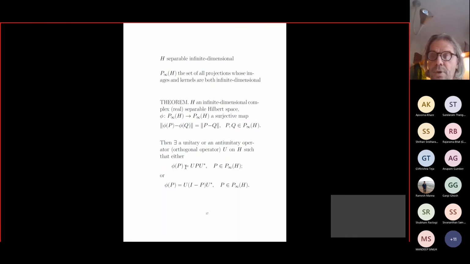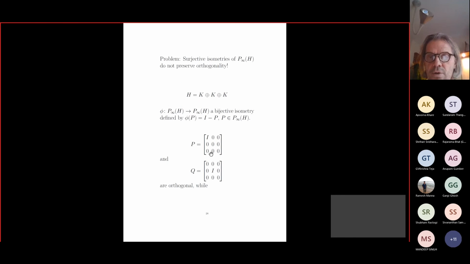Can we use the same approach as with finite rank operators? No. What is the problem? The problem is that we have this second possibility, and this second possibility does not preserve orthogonality. Just look, if you have P and Q like this, because H is infinite dimensional, you can rewrite it as a direct sum of three equal copies.